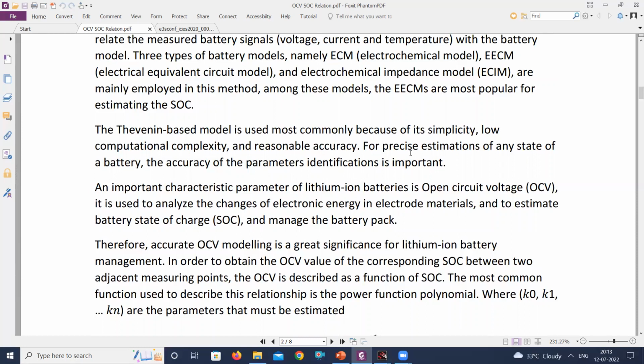And for Thevenin models to work, there is the least square method, which is discussed in these simulations and all. So it is the least square method, which is the most accurate method. But this is not limited.